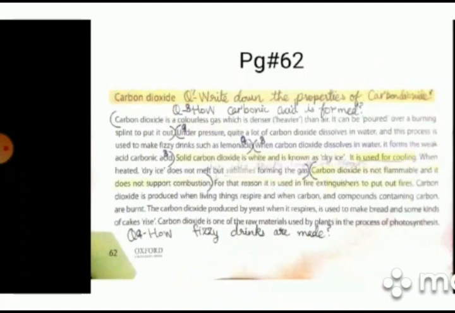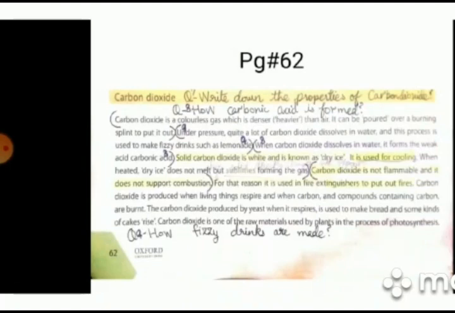Now again on page 62, the topic is carbon dioxide. Write down question number 7. Write down the properties of carbon dioxide. And the answer is in the first line, and then the other points are in the middle of the para. Question number 8. How is carbonic acid formed? And the answer is in the third and fourth line under the topic.